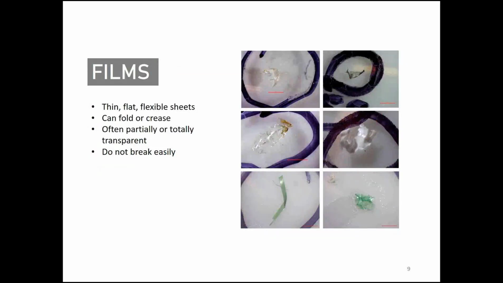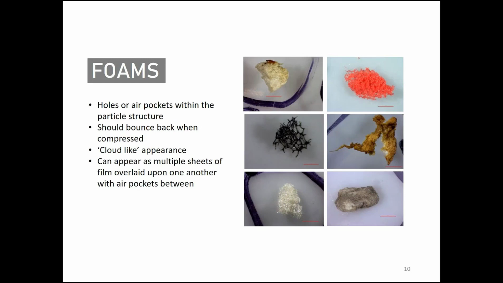Next slide. Just an example of some of the different films that you see, the different colors and the different textures. Next slide. The different types of foam. I think a lot of people think about styrofoam when they think about foam, but to note that we see foam from construction and foam from other types of materials, maybe polyurethane. Next slide.